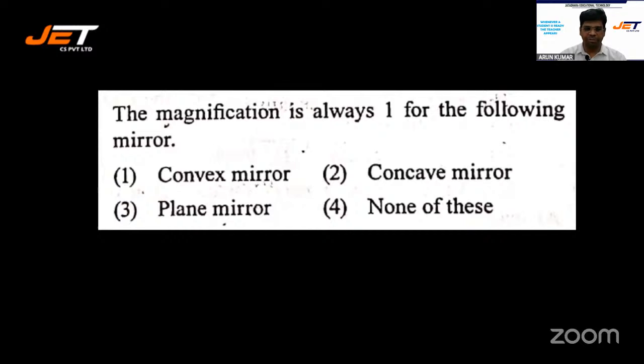Convex mirror, concave mirror, plane mirror, none of these. Magnification 1, what is magnification? Size of the image by size of the object, height of the image by height of the object.